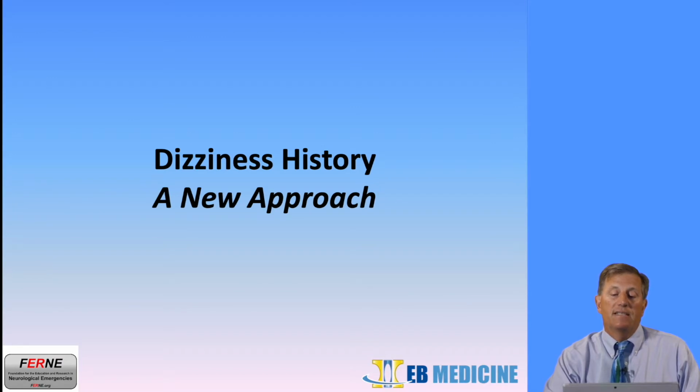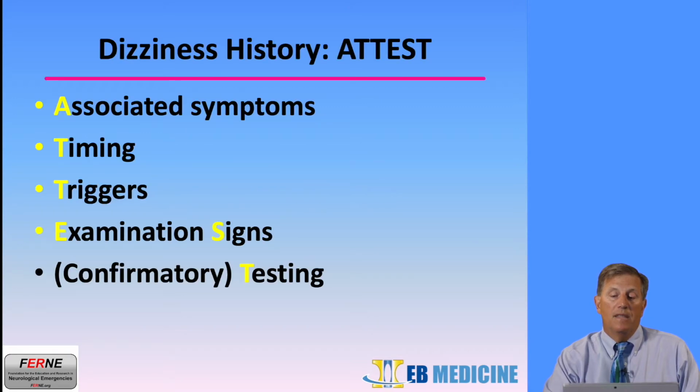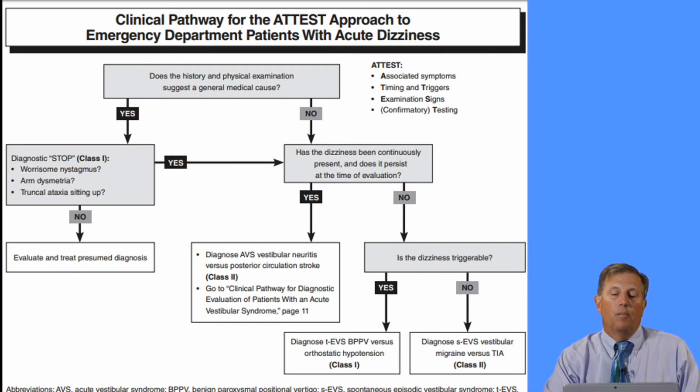So let's look at the dizziness history and the new approach suggested by Dr. Edlow. The ATTEST mnemonic helps us. Is it A, associated symptoms, T, what timing, T, what triggers, E, what examination findings or signs can we see, and T for confirmatory testing based on our specific dizziness exam. Now, this is the clinical pathway for the approach to ED patients with acute dizziness, and there are many parts of it that we will consider today.